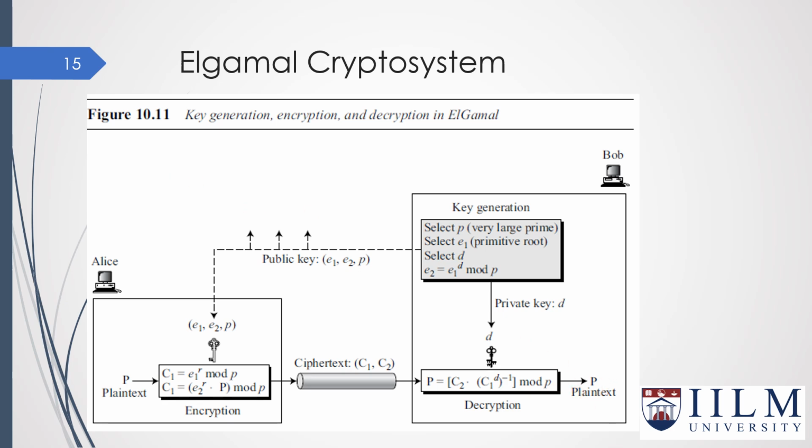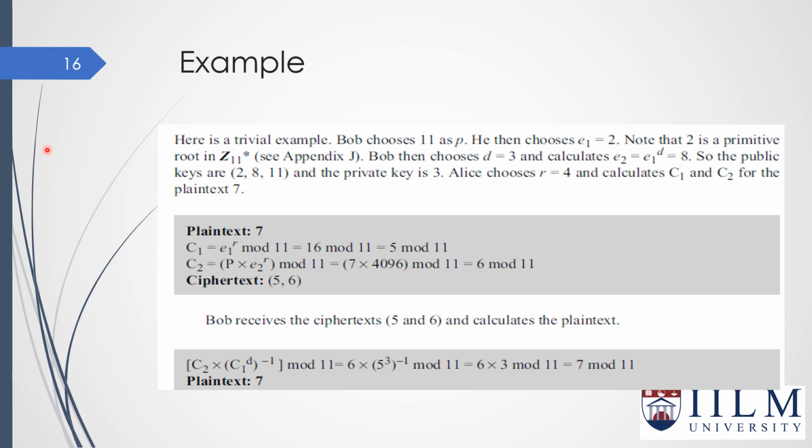We'll see in detail this particular asymmetric crypto system. So let's have the example first. In this example, the prime number is 11. Then Bob chooses E1 as 2. Then 2 is a primitive root in Z11. Bob then chooses D equal to 3 and calculates E2 equal to E1 to the power D, which is 8. So the public key is 2, 8 and 11. So the private key is 3.